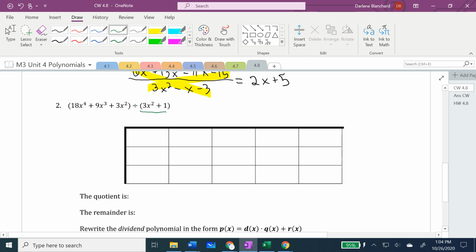What we are dividing by, do you notice it has an x squared term and a constant, but it's missing an x term? Yeah, these can get brutal. So you want to make sure to account for every degree. You have a 3x squared. The next degree down is an x term. You don't have any. That means you want to put a placeholder of 0x. This will allow things to line up really nicely. And then plus 1.